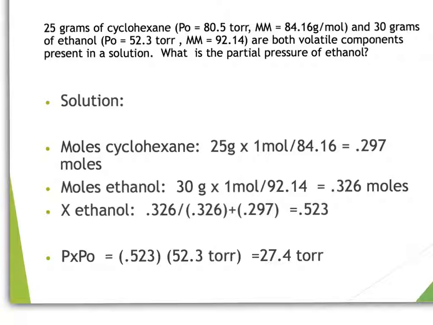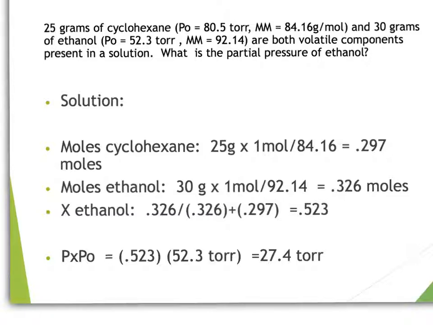In example 1 of Raoult's law, we have 25 grams of cyclohexane. Its vapor pressure has been given to us as 80.5 torr. The mass from the periodic table is 84.16, and that's just the weight of the carbons and the hydrogens in the formula. And we have 30 grams of ethanol, its vapor pressure 52.3 torr, and its mass from the periodic table 92.14. These are both volatile components and they're present in the solution. What is the partial pressure of the ethanol?